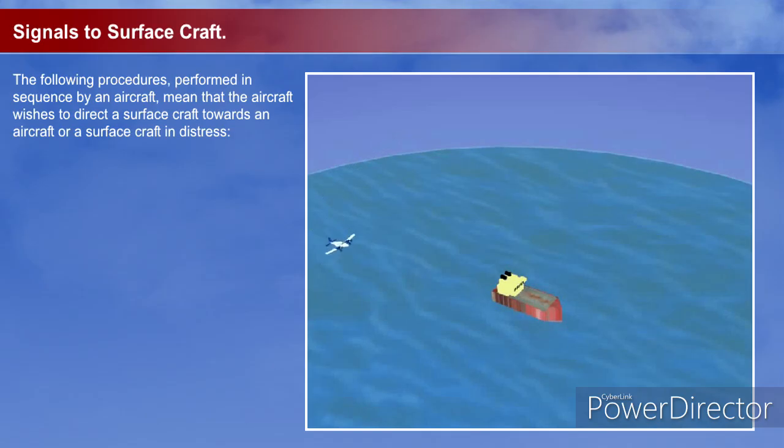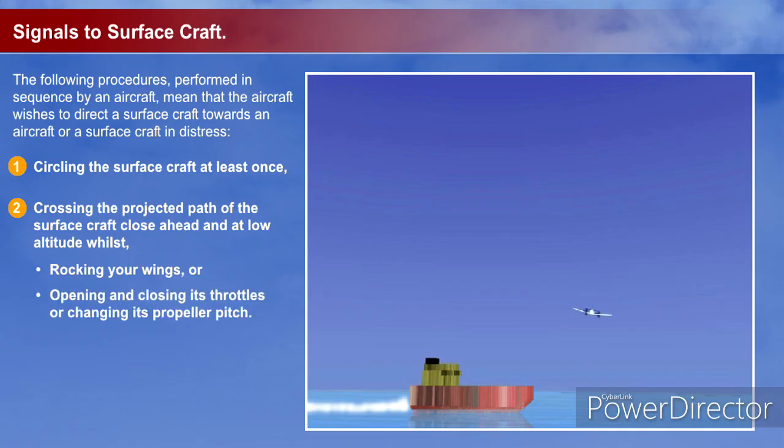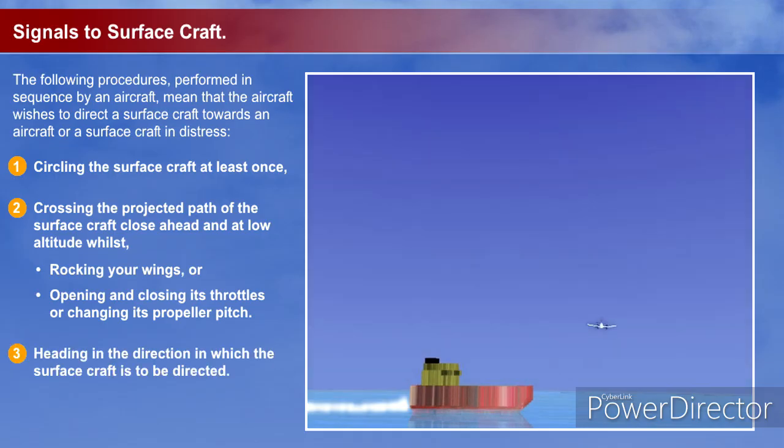The following procedures, performed in sequence by an aircraft, mean that the aircraft wishes to direct a surface craft towards an aircraft or a surface craft in distress. Circling the surface craft at least once, then crossing the projected path of the surface craft close ahead and at low altitude, whilst rocking its wings, or opening and closing its throttles, or changing its propeller pitch. Then heading in the direction in which the surface craft is to be directed.